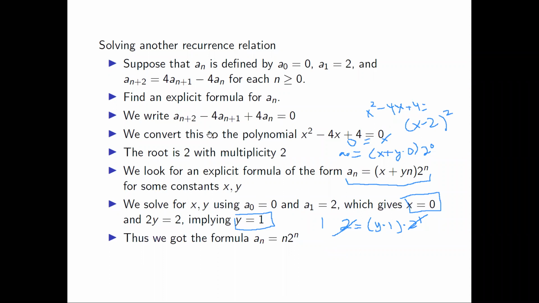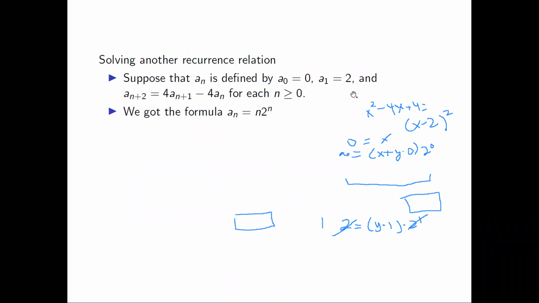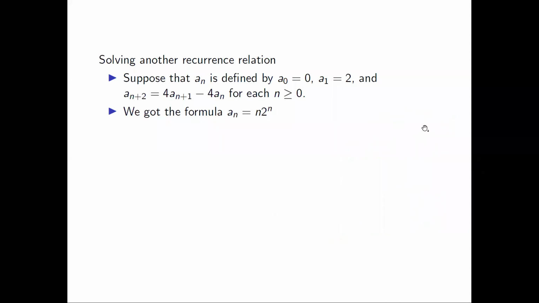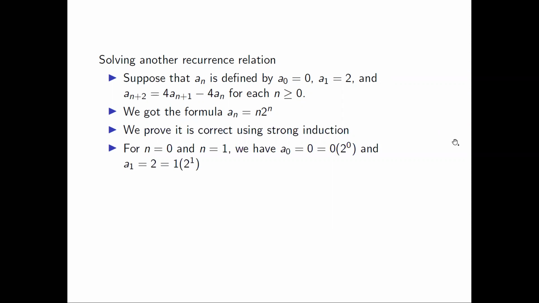But we didn't prove that it's correct yet, so we can use induction to prove that it's correct. And to prove that it's correct using induction, we'll start with a base case. Since we're using strong induction, our base case will include multiple elements of the sequence. So we'll include n equals 0 and n equals 1 in there. We see that a sub 0 equals 0, and that's the same as 0 times 2 to the 0. And a sub 1 equals 2, that's the same as 1 times 2 to the 1. So that's our base case.